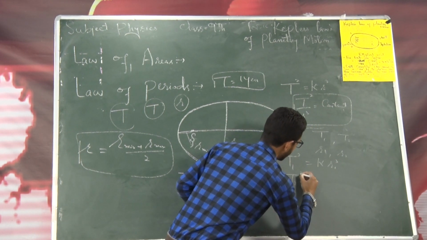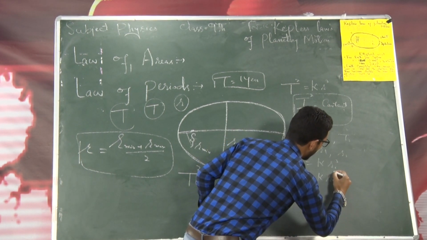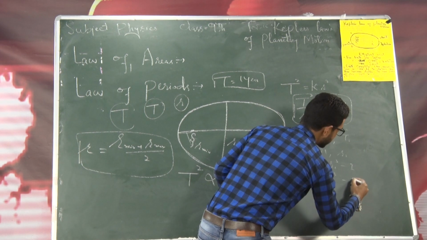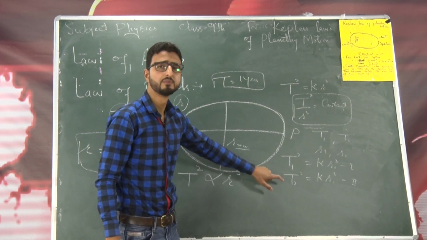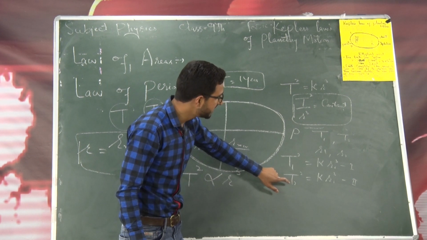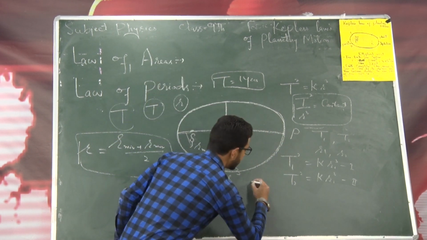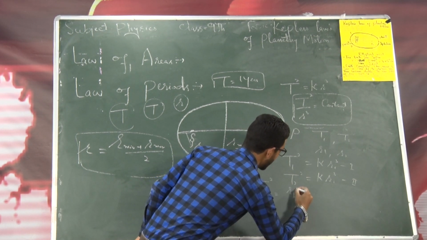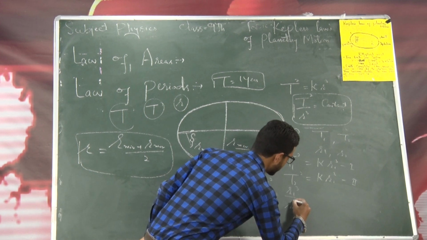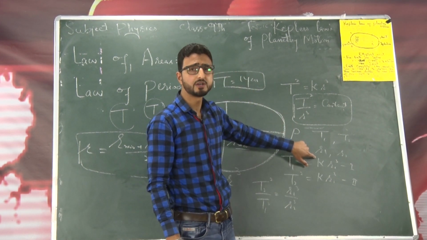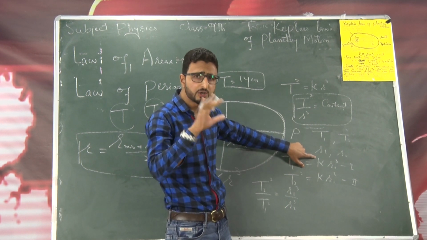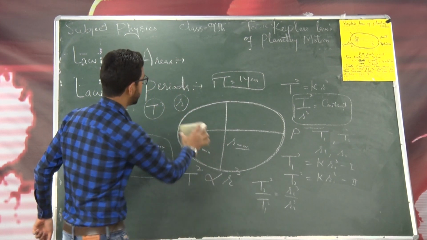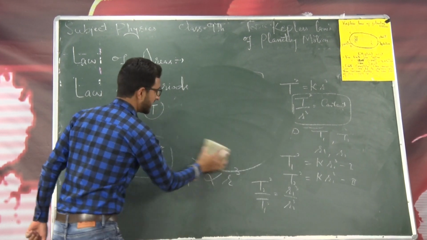और मैं लिखूंगा T2 square is equal to k into R2 cube. Now if I divide first by second, this is first, this is second. So let me divide first by second, or you can simply say dividing second by first. I will get T2 square by T1 square is equal to R2 cube divided by R1 cube. क्योंकि k और k cancel हो जाएगा, इसलिए मैंने कहा था आपको you need not remember the value of k here. Now by using simple mathematics, I will write this third law here.